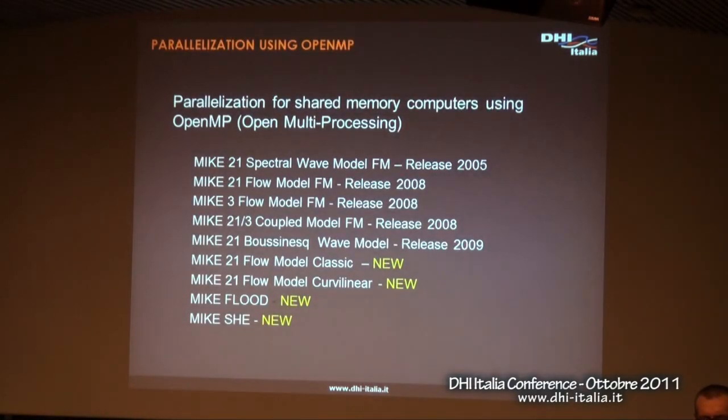Performance and speeding up the models is something that has very high priority at DHI. And one of the ways we are achieving that is by utilizing parallel processing. This is where hardware development is nowadays. The speed of the individual processor is not going up much, but the number of processors is increasing dramatically. And this is a little bit of history of how we have developed parallelization over the years, starting some 5-6 years back with some of the more special modules in MIKE 21, but now also going into MIKE 21 Classic, MIKE Flood, and MIKE SHE.